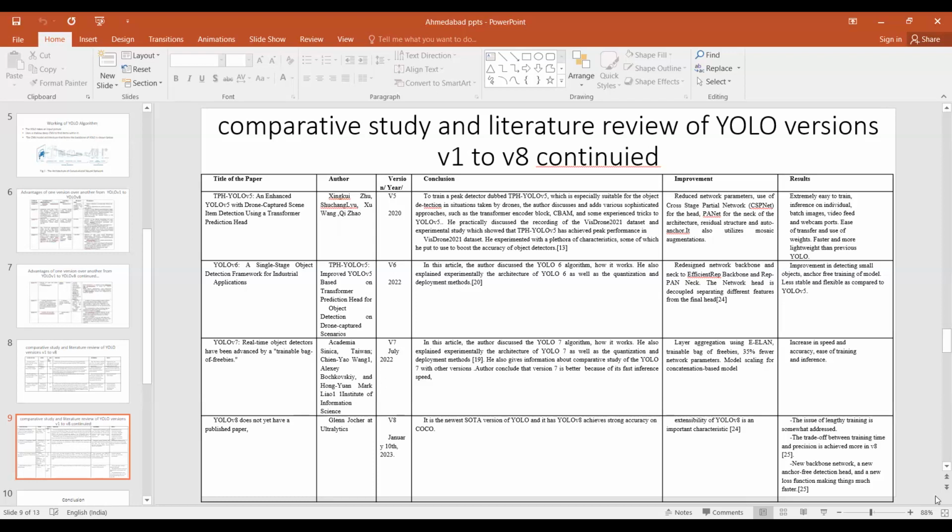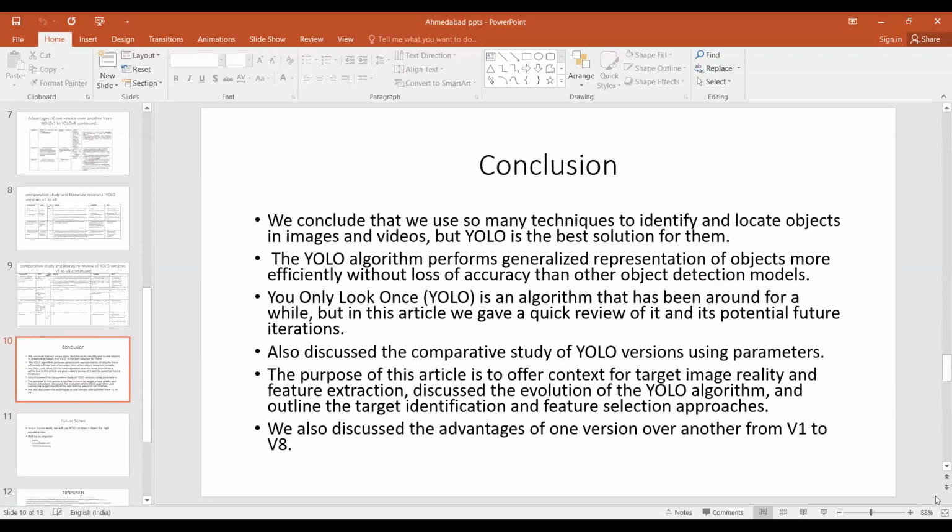And the last, YOLO V8, does not have a published paper yet, and it states that it will use the newest SOTA version of YOLO, and it has the YOLO V8 architecture, strong accuracy, and the COCO dataset. So from all of this explanation, I would like to conclude that we use many techniques to identify and locate objects in images and videos, but YOLO is the best solution for them.